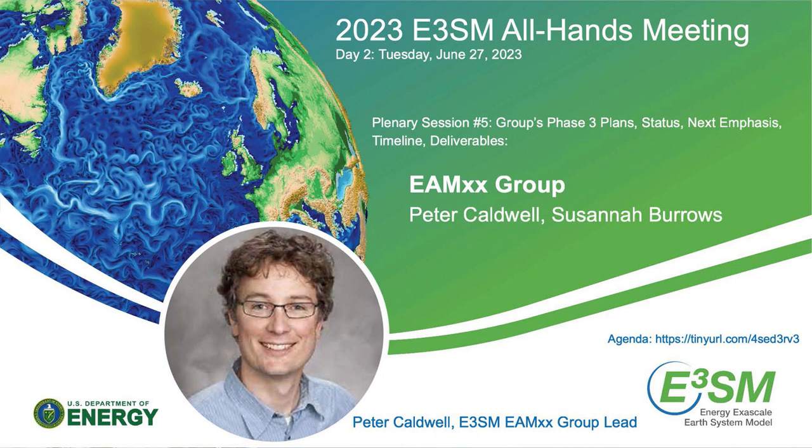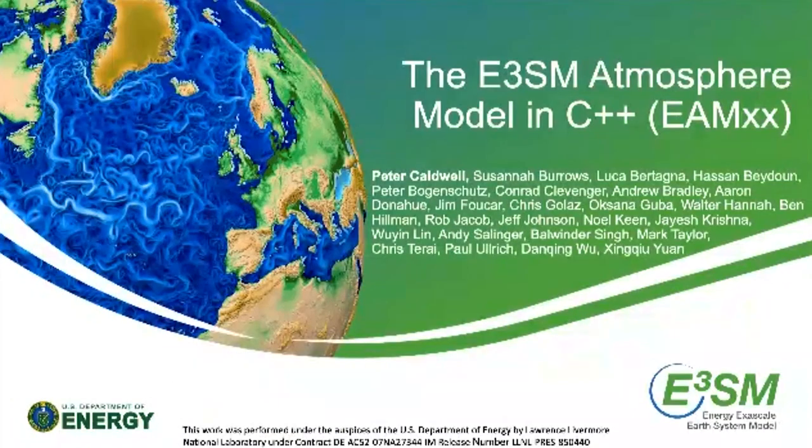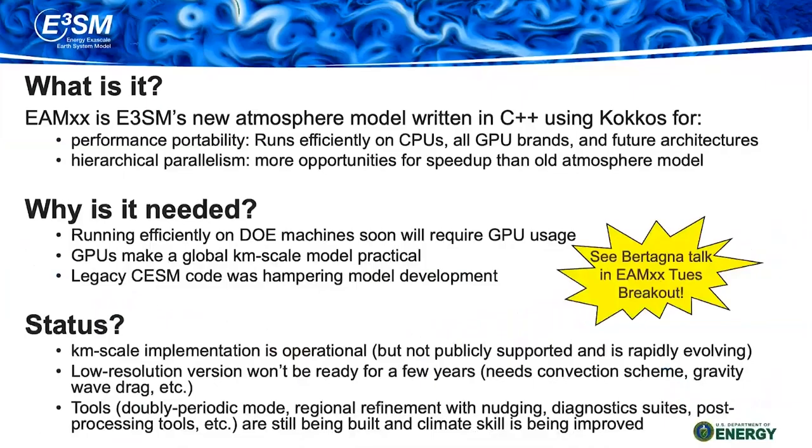So I'm going to talk about the E3SM atmosphere model in C++, or EAMxx, which you've already heard a bunch about. So you'll probably not be surprised that it is E3SM's new atmosphere model. And it was written in C++ using the Kokkos library for performance portability, so the fact that we need to be able to run on GPUs and CPUs. And hopefully it's going to give us future proofing in terms of whatever comes next.